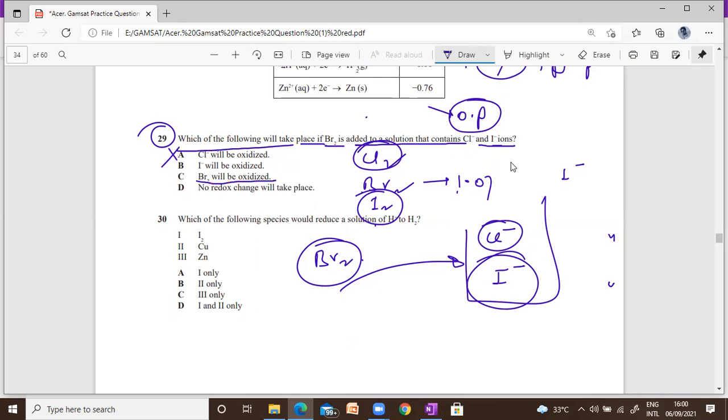Br2 will be oxidized, absolutely wrong, because if Br2 is oxidized, it is never possible, because reduction of Br2 is happening. So Br2 will act as an oxidizing agent. So that is also no. No redox, absolutely wrong. So only B is the right choice.